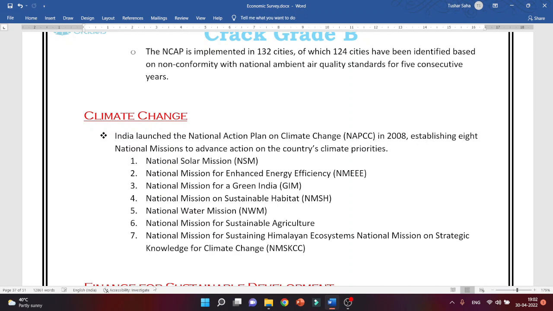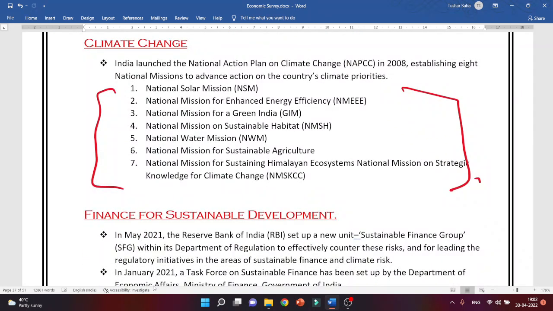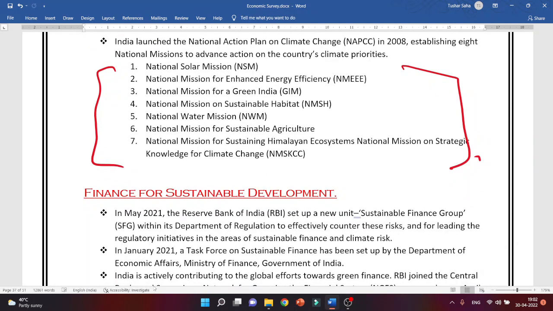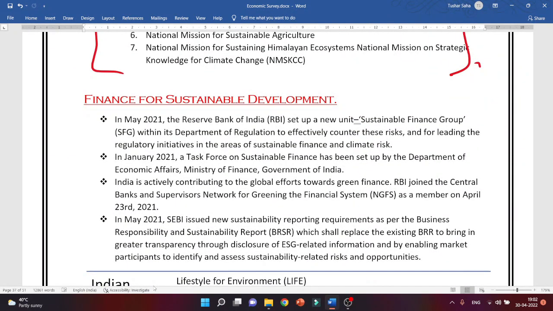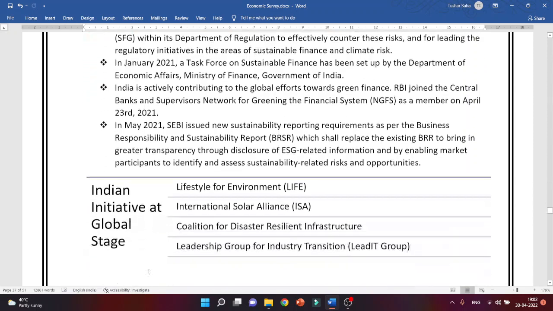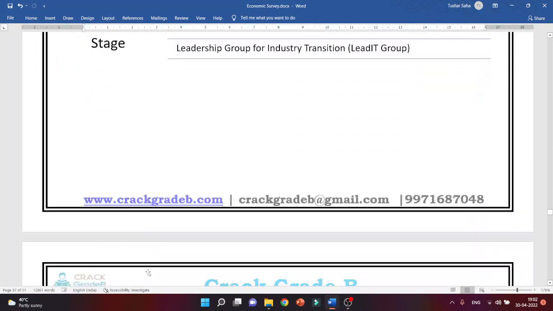For climate change, these are the missions that Government of India is running. Okay, and also in COP26, the government made a very good, big announcement that by 2030 it would reduce its carbon footprint by 50%, and by 2070 it will be net zero. Okay, then comes the finance for sustainable development. So again, you read it, you will get to know.